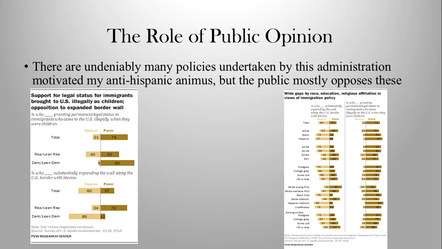Now, the role of public opinion. As stated, there are undeniably many policies coming from the current administration motivated by anti-Hispanic bias. However, one thing to note is that the United States population overwhelmingly opposes these policies. For example, 74% are in favor of granting legal status to the Dreamers, children who came to the United States without documentation. In fact, even a majority of Republicans are in favor of such status, despite the fact that the current administration revoked it. And regarding the border wall, the majority of the country is opposed to it, 60%. Even a majority of white people, 53%, are against it, not to speak of the opposition among blacks and Hispanics.